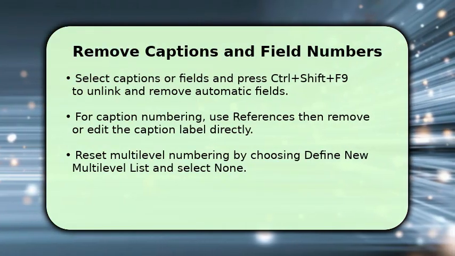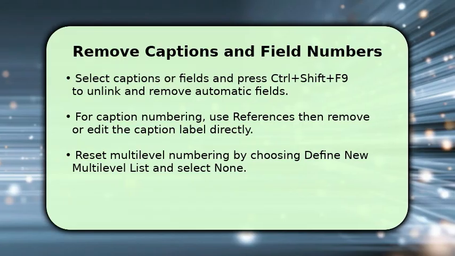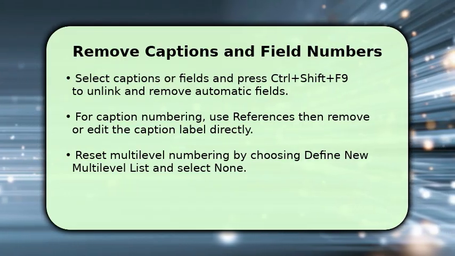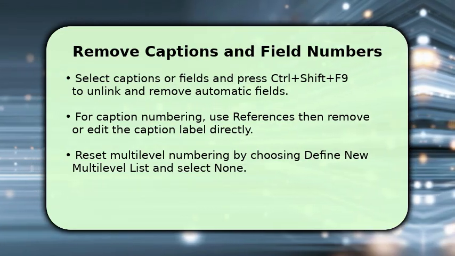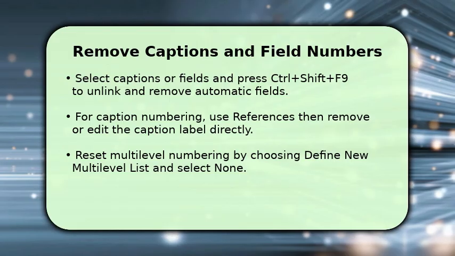Captions and automatic fields require unlinking or editing to remove numbers correctly. Select a caption or field and press Ctrl plus Shift plus F9 to convert the field to static text, then edit or delete the number.